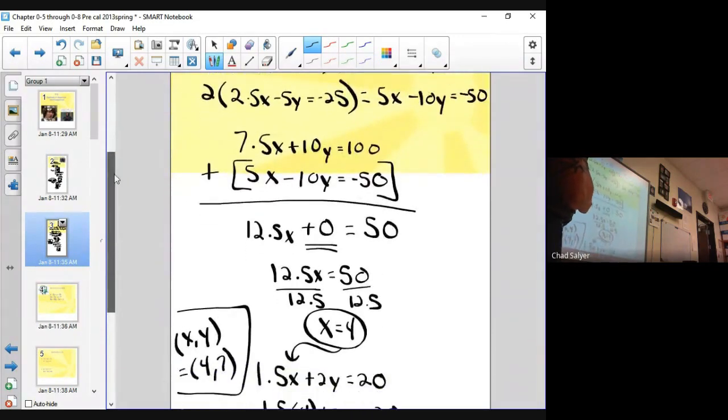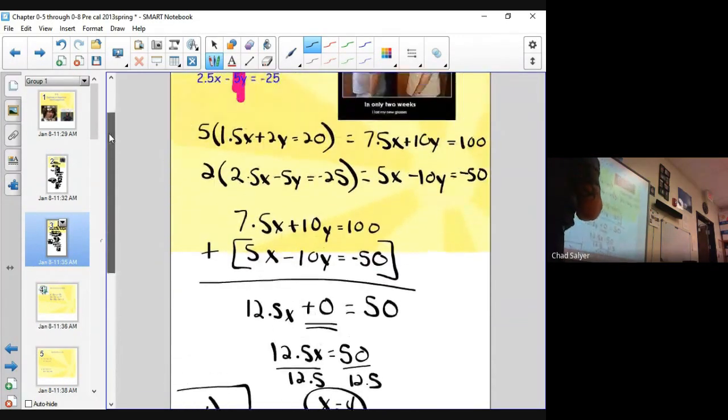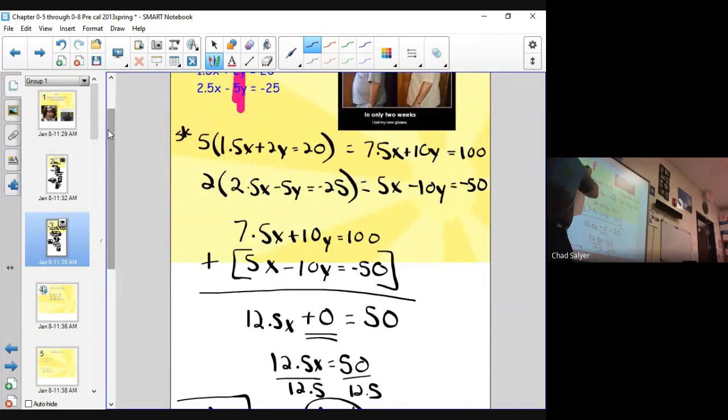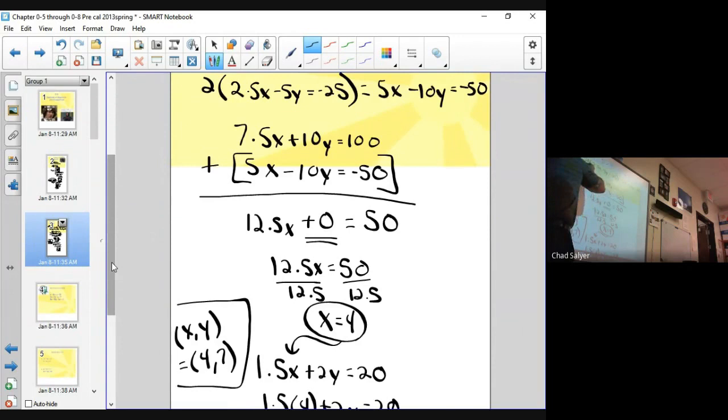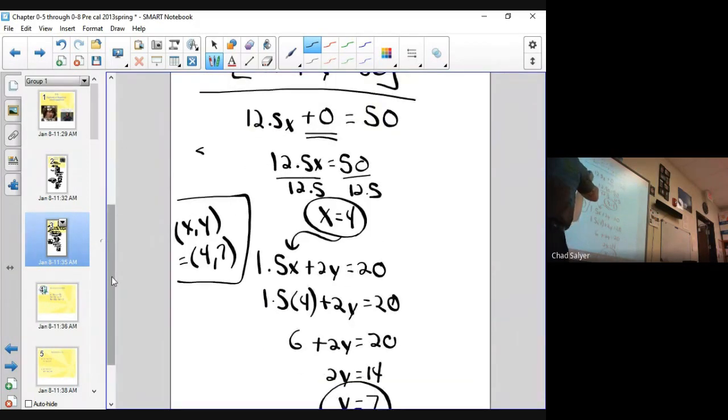So the first step is to create matching coefficients. So we did that here. The second step is to add or subtract one equation from or to the other, to cancel out and create a new third equation. And then step 3 is to solve that new third equation. And then step 4 is to plug that known value into any true equation and solve for the other.